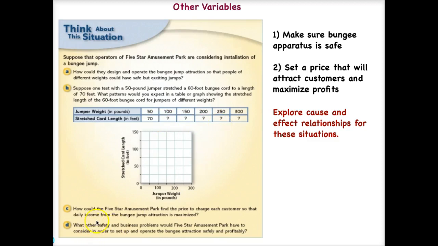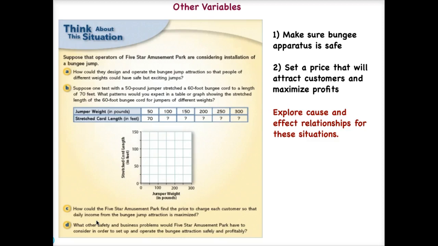Now, if we look down here on C, how could Five Star Amusement Park find the price to charge each customer so that daily income from the bungee jump attraction is maximized? So now we also have to consider our income. What price should we choose? At what point are we charging too much and we don't have enough customers?